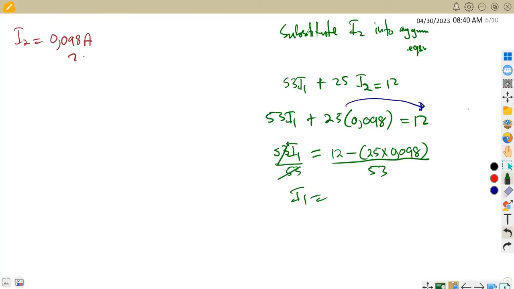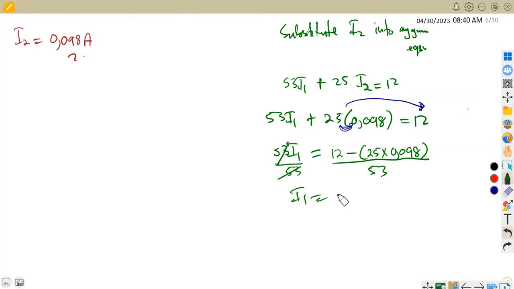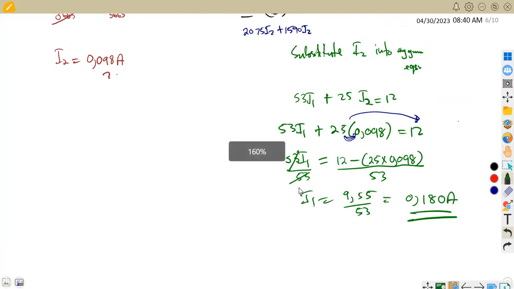You can calculate this value for the product of these two, or you can just combine everything at once. If you combine everything at once, this is going to give us something like 9.55 over 53, which is 0.180 if you round off to 3 decimal places from your calculator. So make sure that you use your calculator properly on your simplification or calculations.